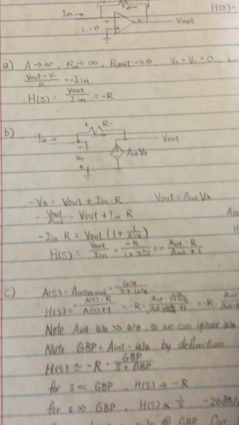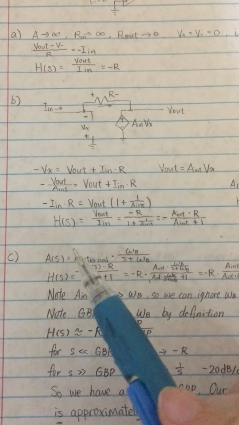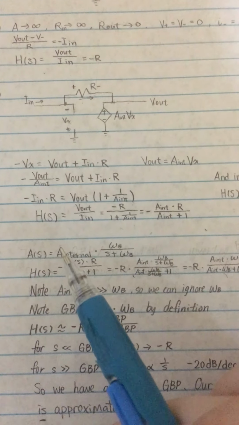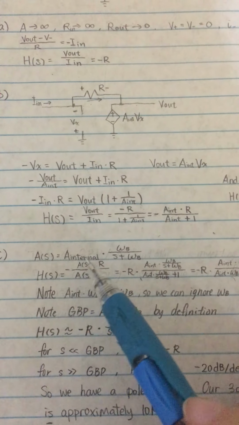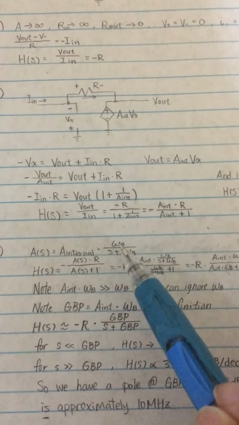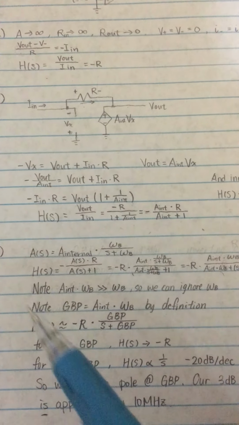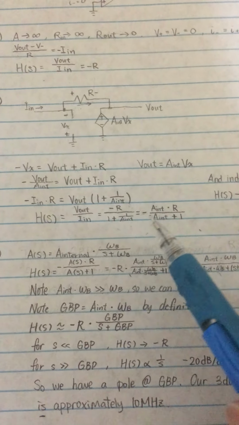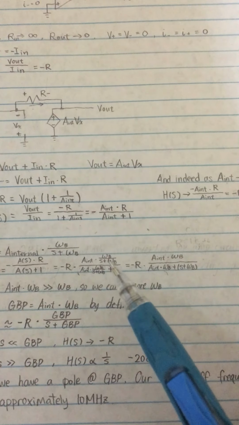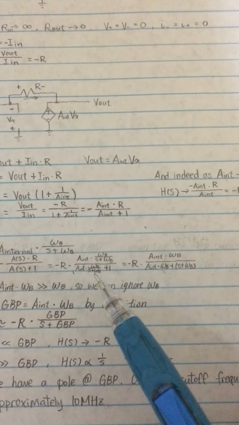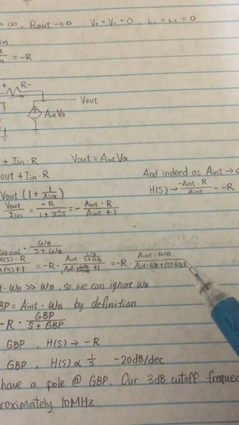So from part B, we have HS in terms of A internal, but a more realistic model of the gain of the op-amp could be derived with this formula. So AS equals A internal times the breakoff frequency of the op-amp over S plus omega B. So we replace every instance of A int by AS, and then we simplify the equation by multiplying the top and bottom by S plus omega B. So we get the equation here.